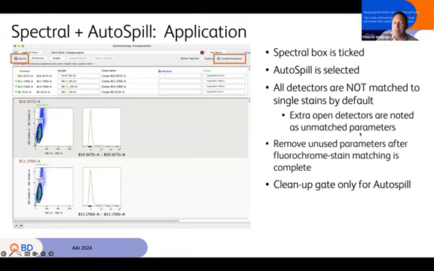Okay. And then if you've checked the spectral box, you will not match all of the detectors to all of the colors. You will not have a color for all of the detectors. If it's spectral, you will likely have some detectors that are not used as the primary for any particular color. You will see some blank rows. And so at some point you will right click on any one of the empty boxes and say, remove the unused. Okay.